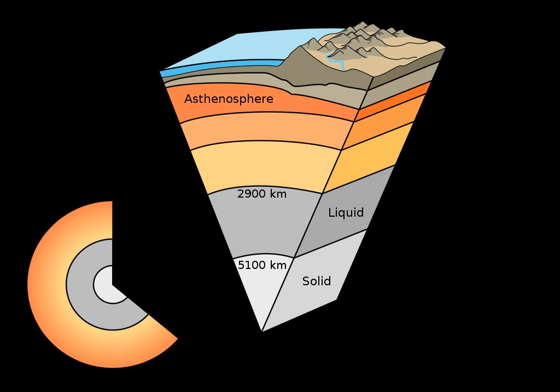Topic: Oceanic lithosphere. Oceanic lithosphere consists mainly of mafic crust and ultramafic mantle peridotite, and is denser than continental lithosphere, for which the mantle is associated with crust made of felsic rocks.